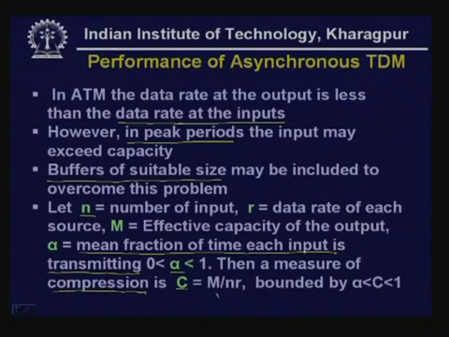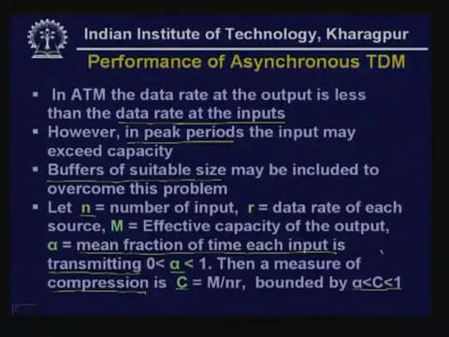M is the effective capacity of the output, and N into R is the maximum bandwidth, because you have got n sources and R is the data rate of each source. So, you see this factor is again less than 1 and it lies in the range alpha to 1. So, C lies from alpha to 1. So, depending on the statistical behavior of the inputs, the value of alpha and value of C will depend. That is the reason why it is called statistical time division multiplexing.